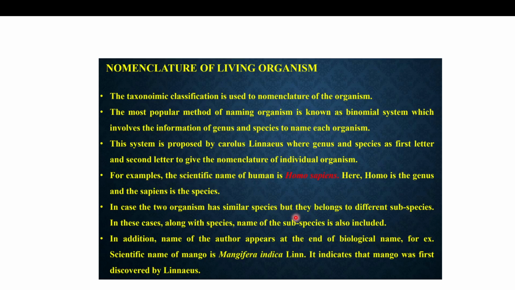For example, we humans are named as Homo sapiens, where Homo is the genus and sapiens refers to the species. In case two organisms belong to the same species but may again be subdivided according to different subspecies, the subspecies can also be included. Many times the name of the author appears at the end of the biological name. For example, Mangifera indica Linn indicates that mango was first described by Linnaeus.